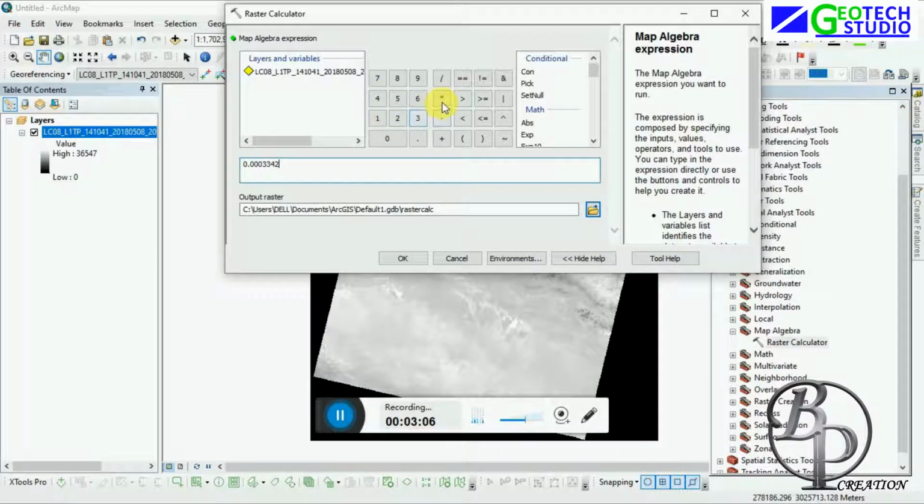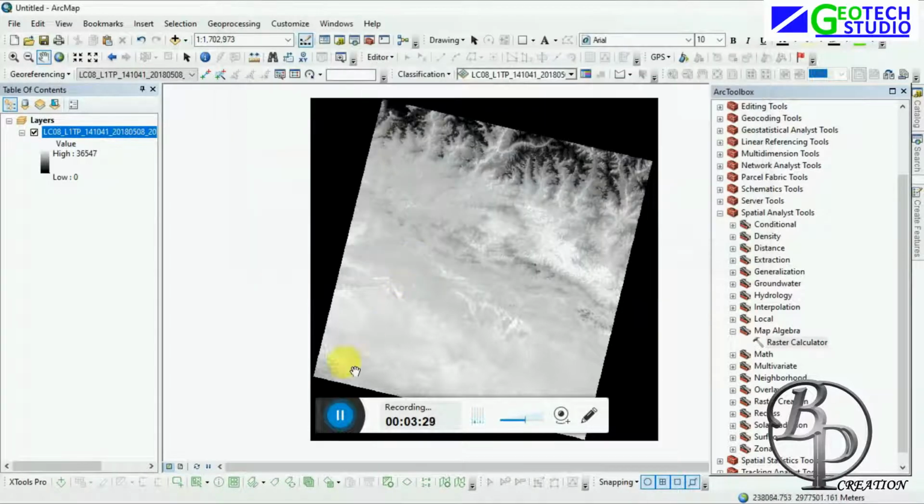Multiply that by the QCal, the thermal band 10, double click on that, then put the addition sign and add our addition band value, the constant value, that is 0.1. Now save it in your desired location and click OK. Then we get our output of the TOA spectral radiance.